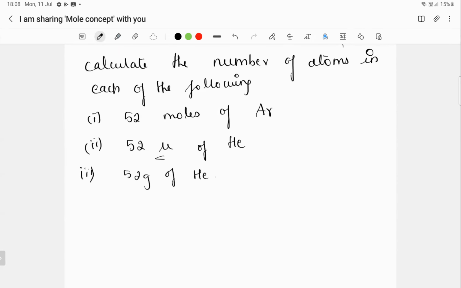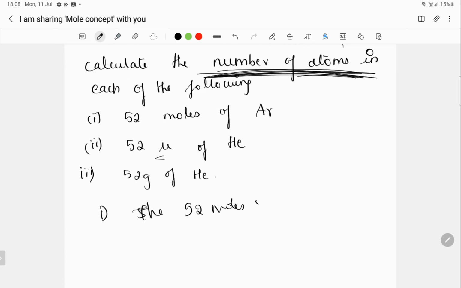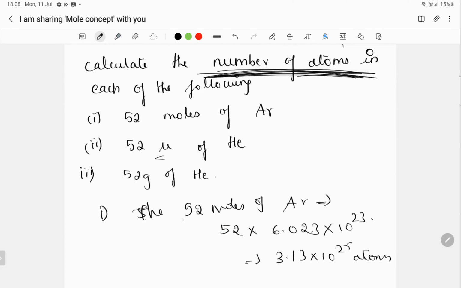Ma'am, for the first one, is it 3.13144 into 10 to the power 25? Correct, the first one is correct. Just read the question: calculate the number of atoms. So 52 moles of argon means 52 into, you need to multiply it with your Avogadro number. So 3.13 into 10 to the power 25 atoms is present in 52 moles of argon. Did everyone get this answer?